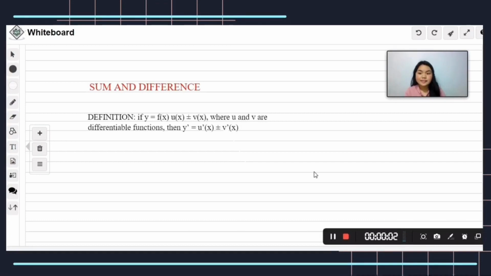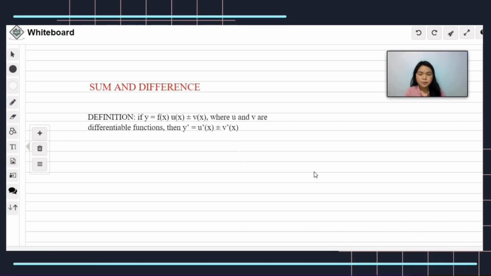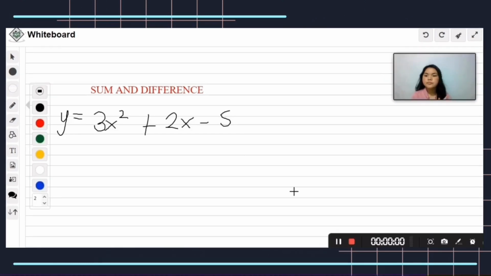I will be discussing additional rules of derivatives. First is the sum and difference. The definition of sum and difference is if y is equals to f of x, u of x, positive, negative, v of x, where u and v are differentiable functions, then the derivative of y is equals to the derivative of u of x, positive, negative, derivative of v of x. Let us have our first example.